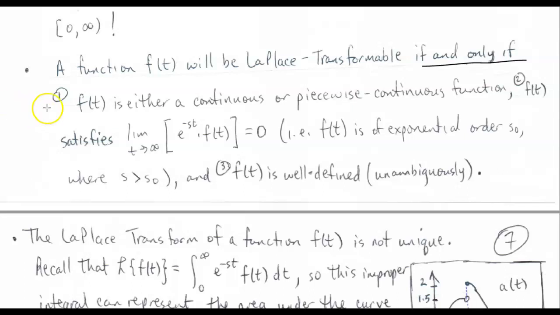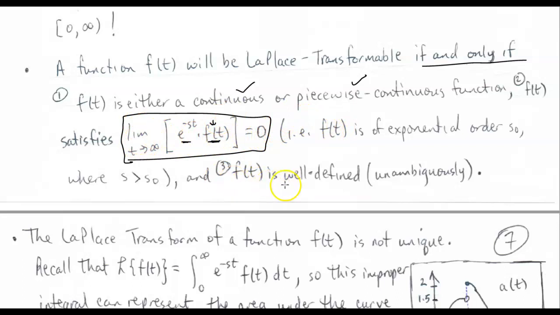So the first thing is that the function either has to be continuous or piecewise continuous. That's one thing. Second thing is this limit here has to equal 0. And to put this conceptually, the function f of t cannot grow faster than the function e raised to the st, or if we look at it in this case, the function f of t cannot decrease faster than e raised to the minus st. And if that happens, then of course the limit of this product of two functions goes to 0. Third thing is that our function must be well defined.